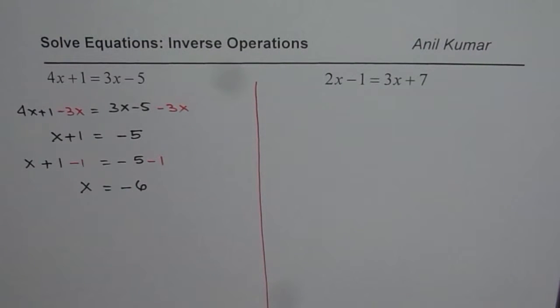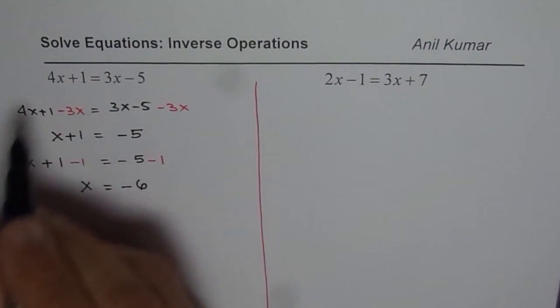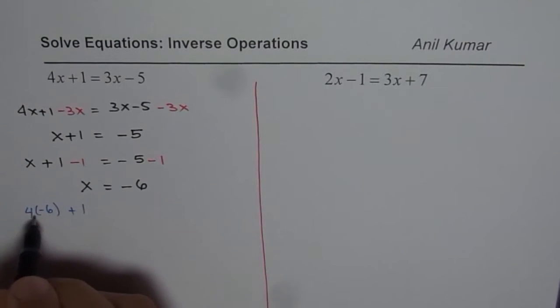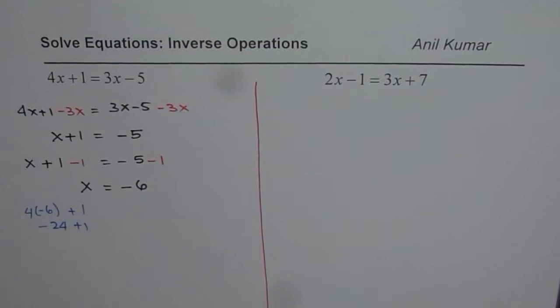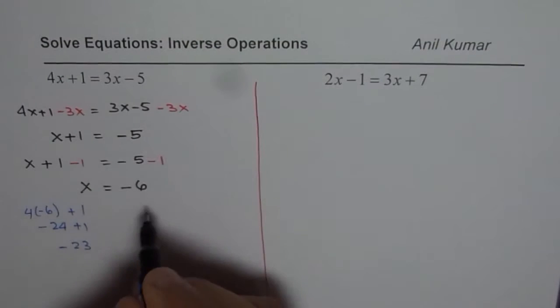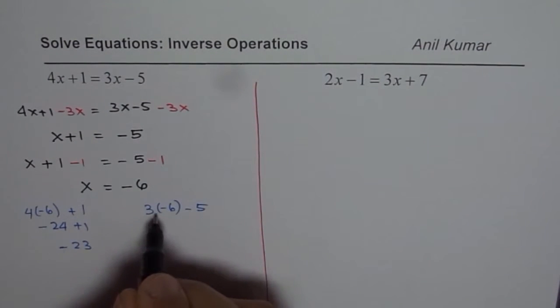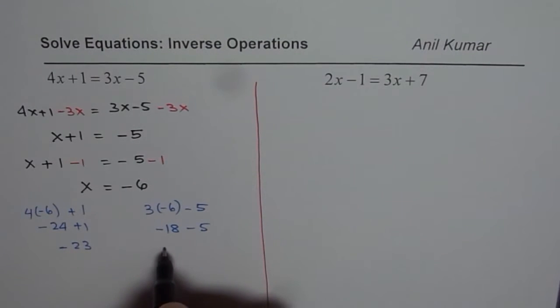Now what you should do is check for minus 6. If I write minus 6 here, I get 4 times minus 6 plus 1. 4 times minus 6 is minus 24. Minus 24 plus 1 is minus 23. On the right side, we get 3 times minus 6 minus 5. 3 times minus 6 is minus 18. Minus 18 minus 5 is also minus 23, right?